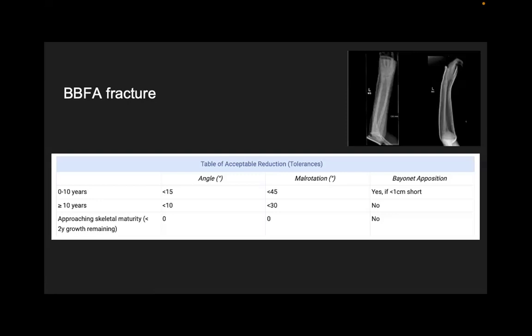Okay. That overlapping of the bones is only ever acceptable if it's less than 1 centimeter of overlap, right? And it's in a patient less than 10 years old. Otherwise, it's never acceptable. And the reason is because obviously the younger the patients are, the better they are at healing. Okay. And how do we assess this?